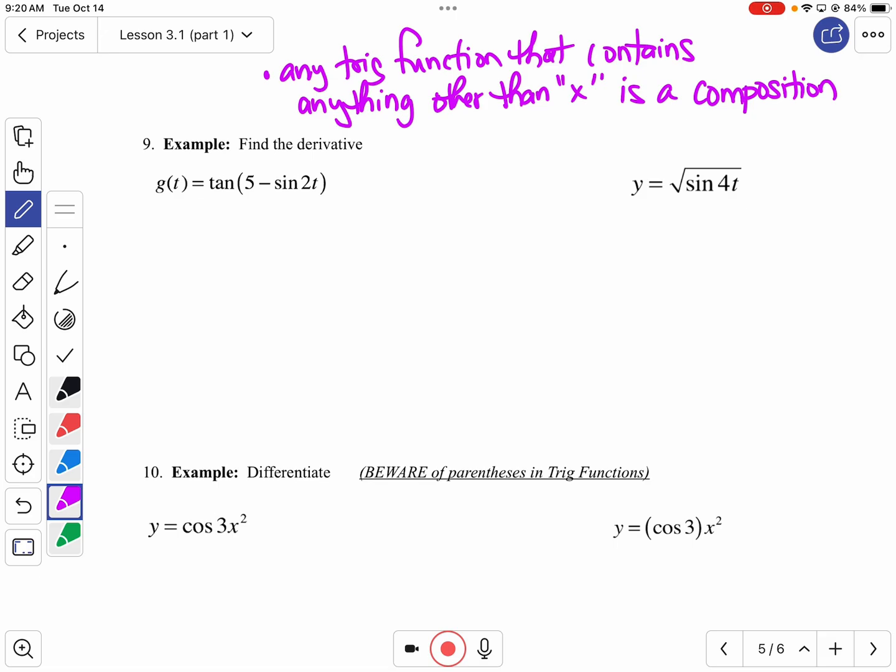And we're going to actually start with my second example instead of my first, because I think it's a little easier to see the process.